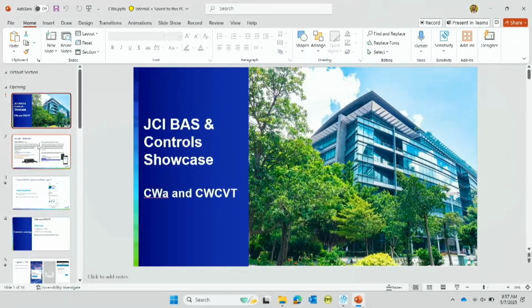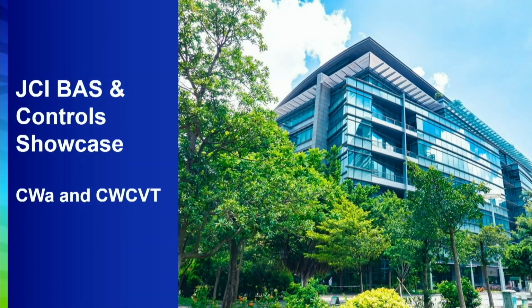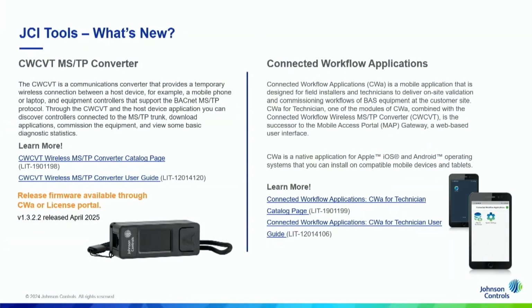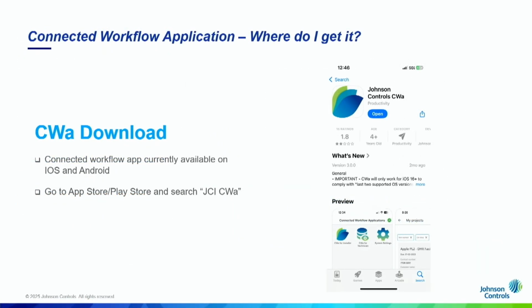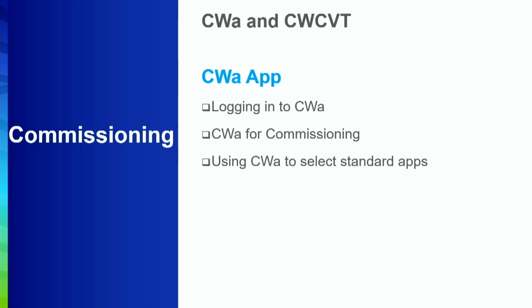I'm going to break out real quick and show you CWA and our CWCVT. If you're not familiar with our CWCVT, that's this tool right here. Plug in and download to our controllers. There's an app that we came out with about a year ago for connected workflow applications. You can get it on iPhone, you can get it on Android. Here's what it looks like. There are a few different things you can do with it. Right now, you can use it for commissioning.